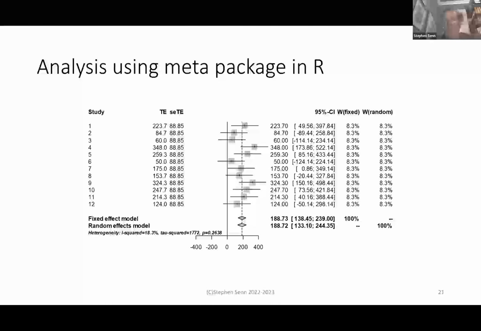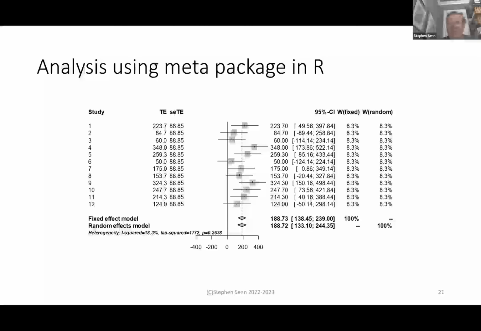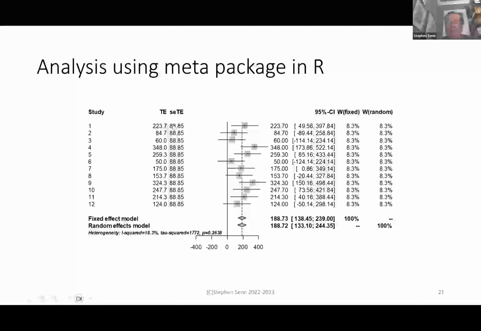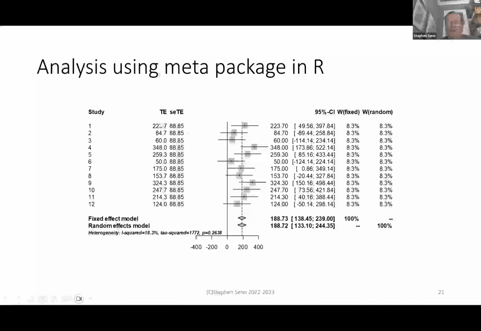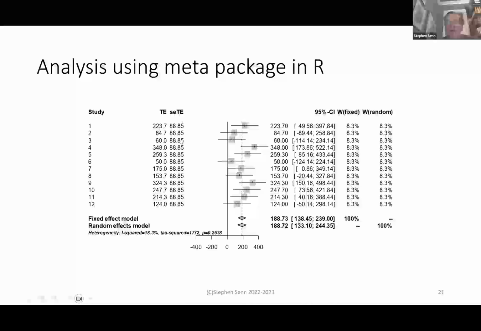Using the meta package in R, this is Schwarz's meta-analysis package in R, which some of you may be familiar with. You've got there the fixed effect and the random effect model results at the bottom. Again, I've used the same standard error for all of the patients. So I've allowed the treatment estimate to vary patient by patient, but the standard error, 88.85 in every particular case.